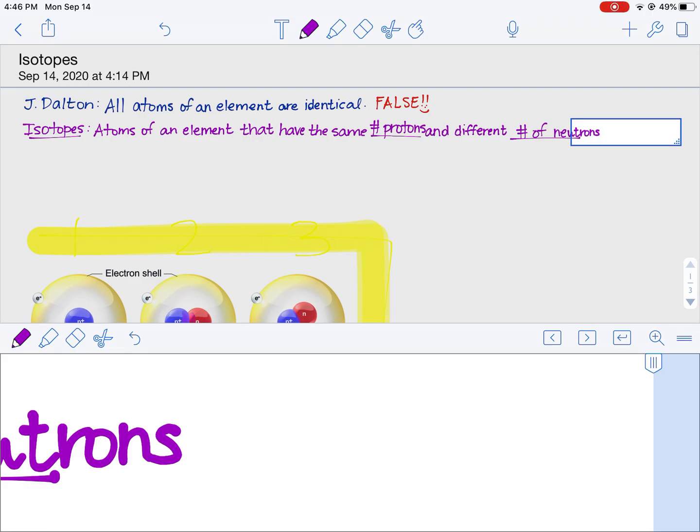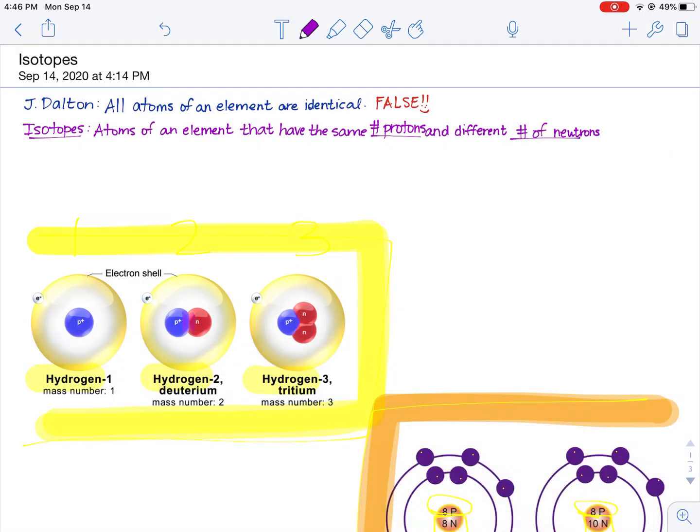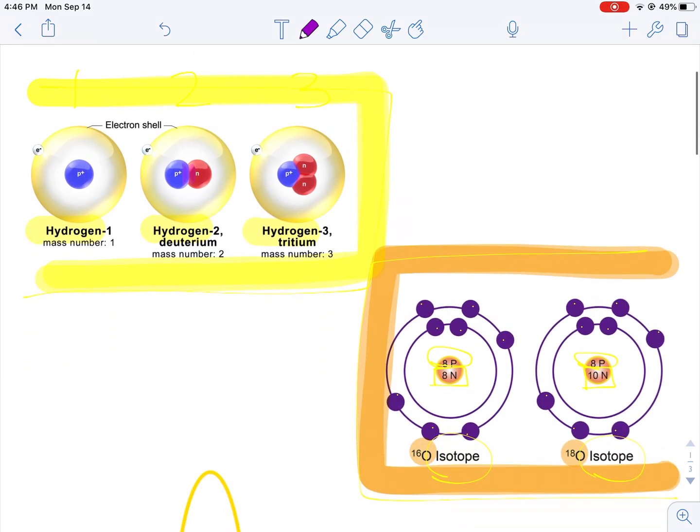So let's read the definition of an isotope all together now. Isotopes are atoms of an element that have the same number of protons and different number of neutrons. Definitely easy when you have images that you can look at, but there's got to be a better way for us to figure this out, because ultimately what we're going to have to do is work backwards. I'm going to be giving you atoms to work with, and you're going to have to instinctively know how many protons, how many neutrons, and how many electrons there are.